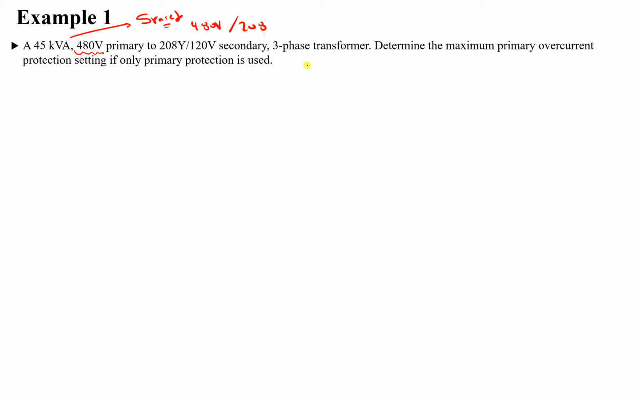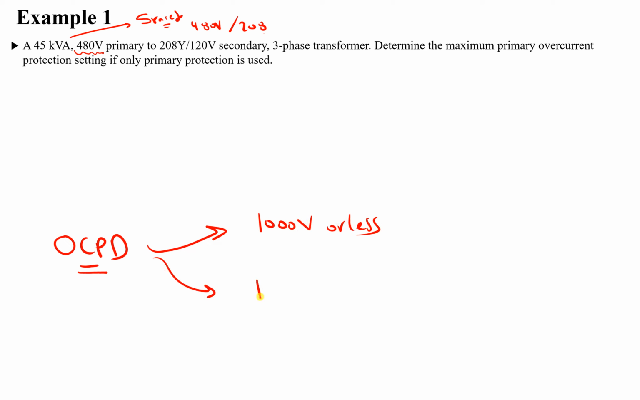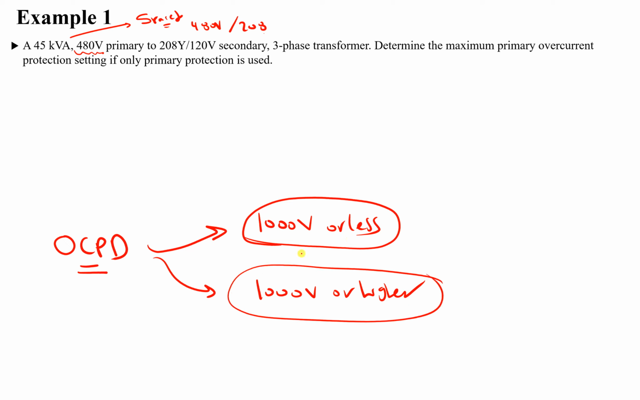In electrical transformers, we have two classifications of overcurrent protection devices according to the NEC standard. We have two tables, one concerned with 1000 volt or less and another table for over 1000 volt. So simply, less than 1000 volt use this table and over 1000 use the other table. In our case here we have 480 volt to 208, which means less than 1000 volt. So let's look at the table that we are going to use.